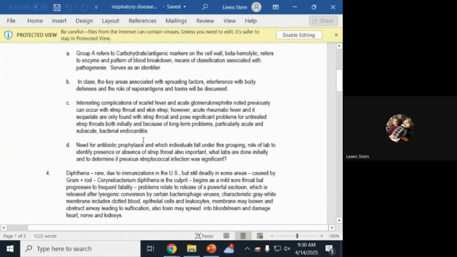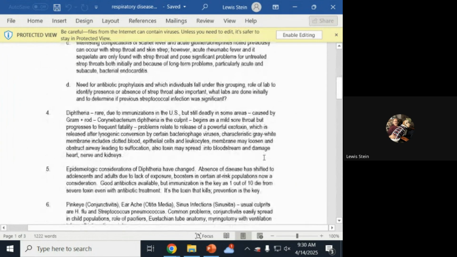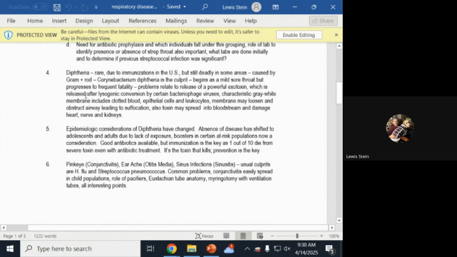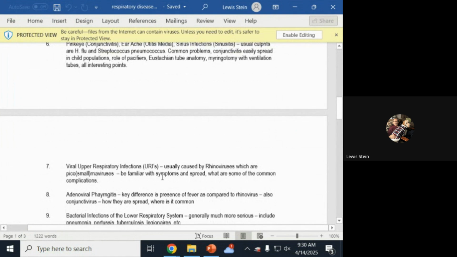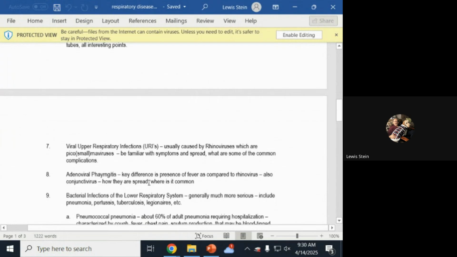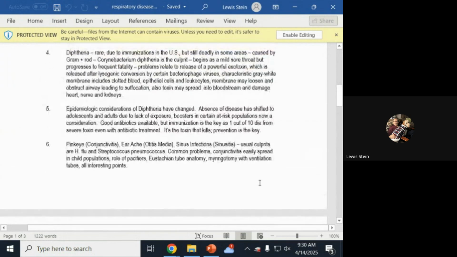Here's the endocarditis, antibiotic prophylaxis. See, they didn't talk about diphtheria, and they should. So I'm glad here, epidemiology. I'll do the diphtheria nugget if I don't see it. Pink eye, again, H flu, Haemophilus influenzae, and Streptococcus pneumoniae is on there. So I have it in my notes. Here's the rhinovirus, adenoviral pharyngitis. Okay, here's the one.